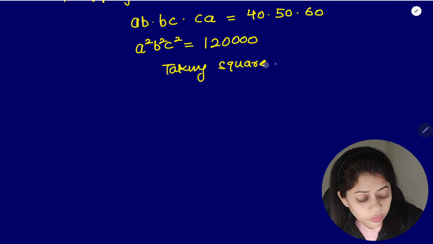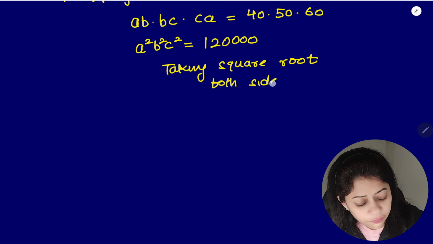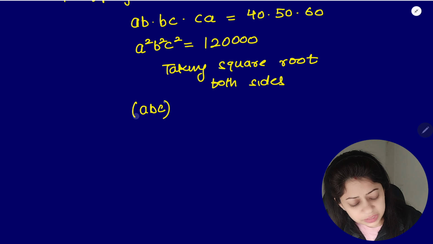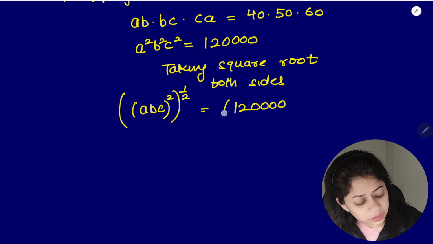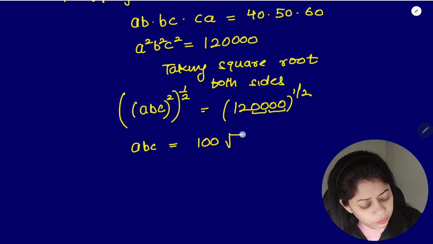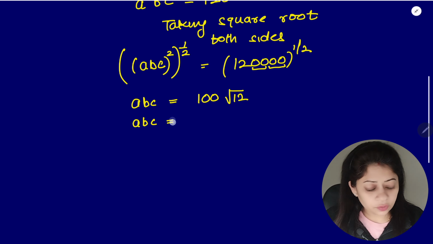Now, taking the square root on both sides, what will we get? This would become ABC, because it is ABC raised to power 2 and we are taking the square root, and here as well we take the square root of 120,000. The two zeros will come out, it will become 100 times the square root of 12, right? So ABC is equal to 100 root 12.